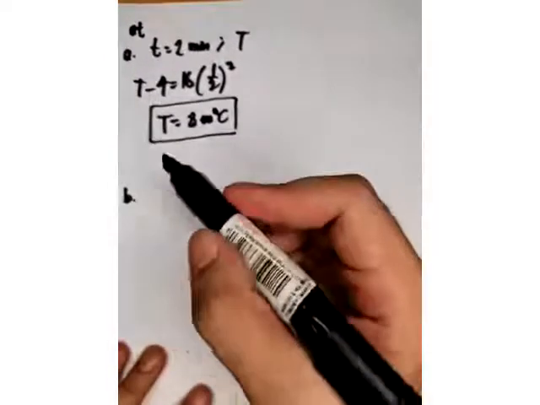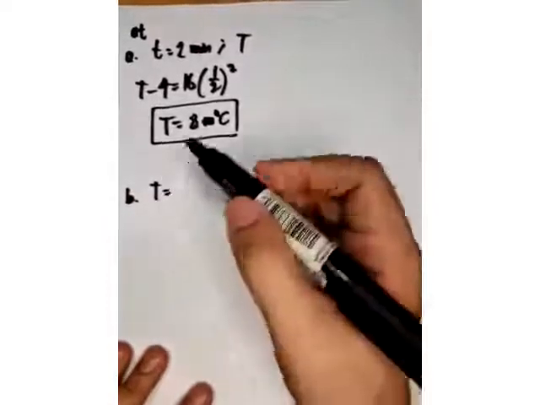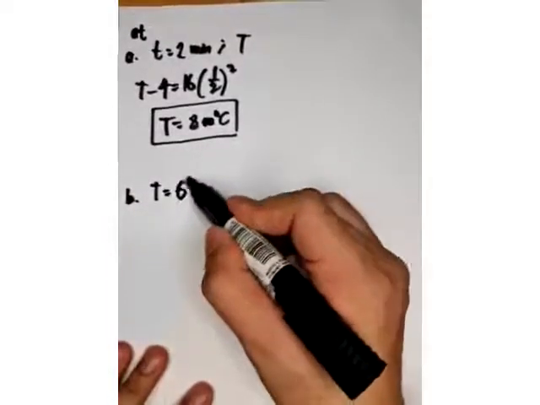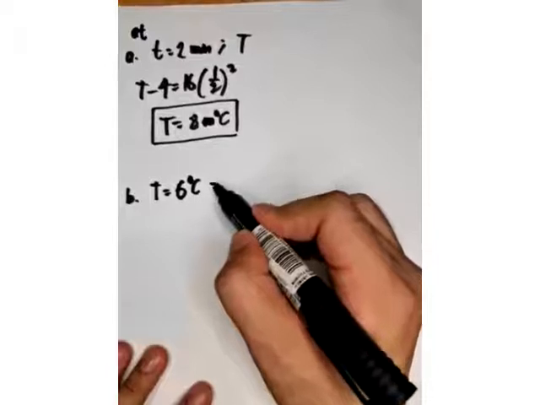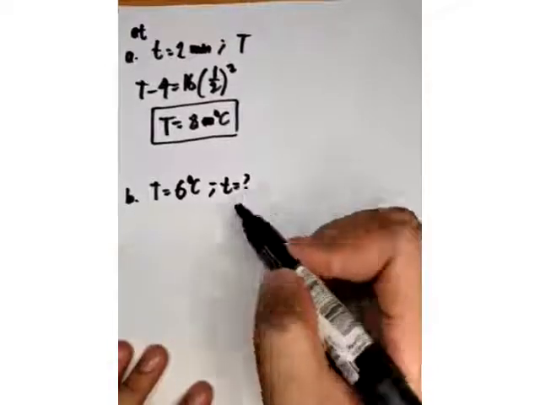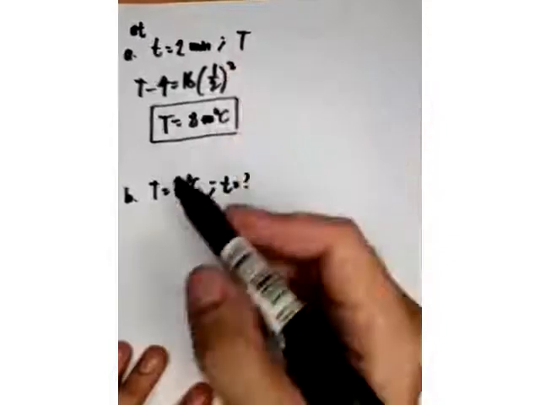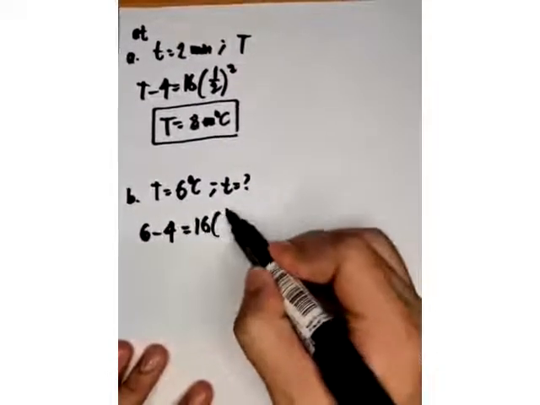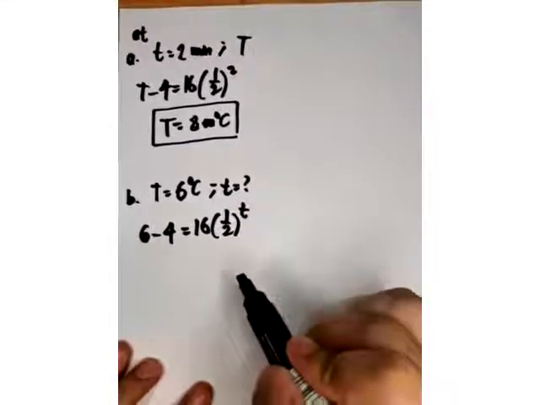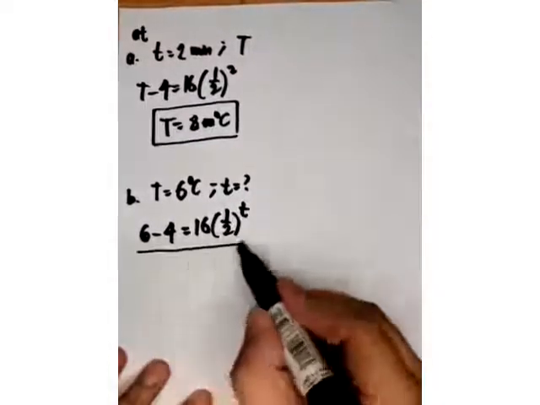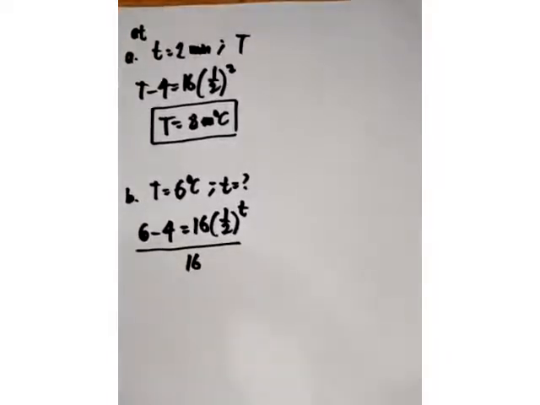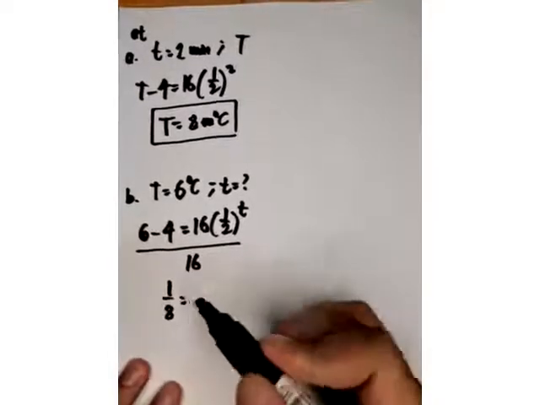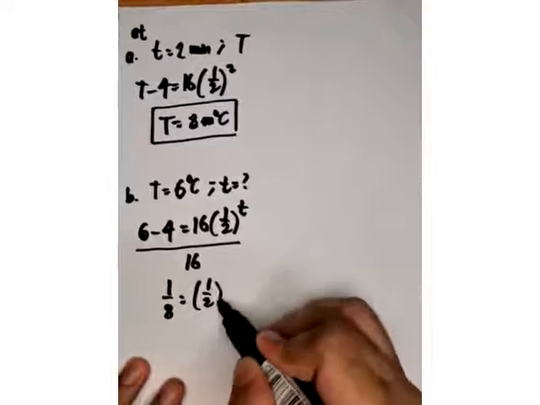Okay, next, B. When will the temperature reading become 6 degrees Celsius? Let's apply the given. So that's 6 minus 4 is equal to 16 times 1/2 raised to t. Isolate t, so divide by 16. So that's 6 minus 4 over 16, which is 1/8. So 1/8 is equal to 1/2 raised to t.